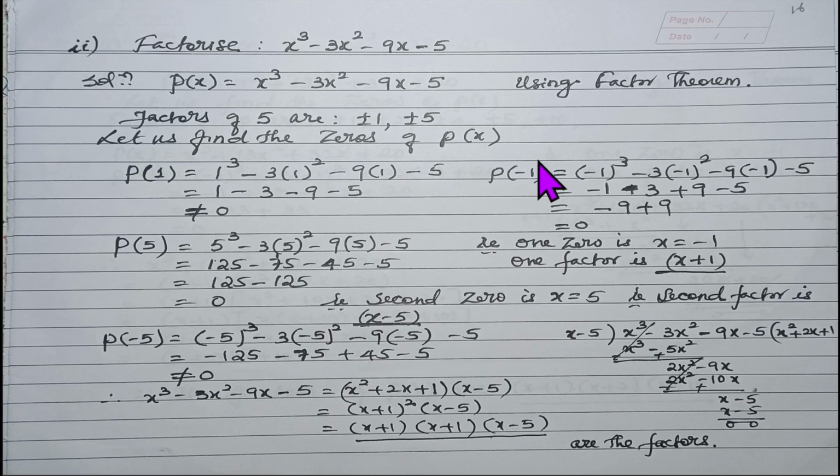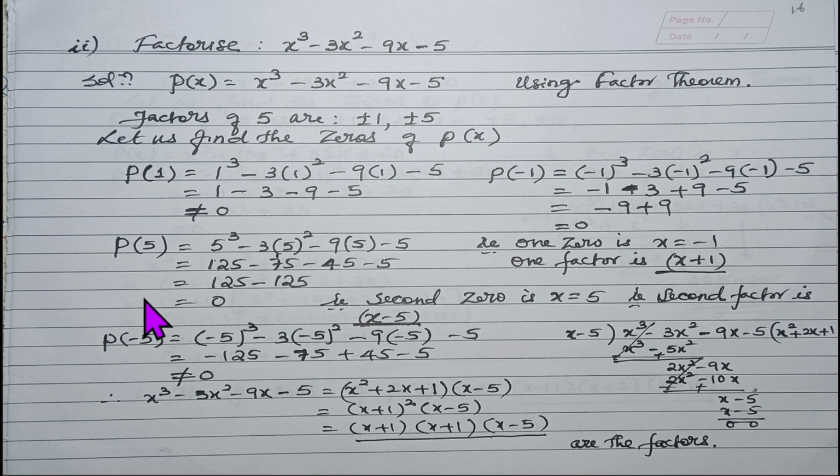Now find out p of minus 1. We find that for p of minus 1 it is 0. The value of the polynomial becomes 0 when x is minus 1. Therefore one zero is x equal to minus 1. Therefore one factor is x plus 1. So let us go for p of 5. Again for p of 5 also I get 0. That means another zero is x equal to 5. Therefore the second factor is x minus 5.